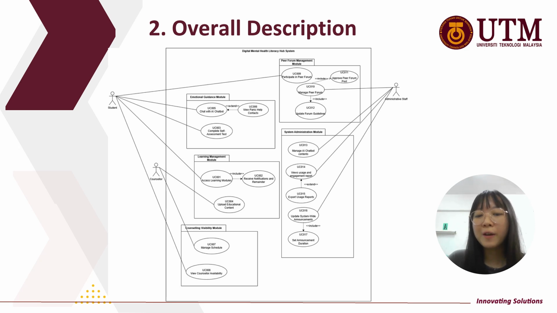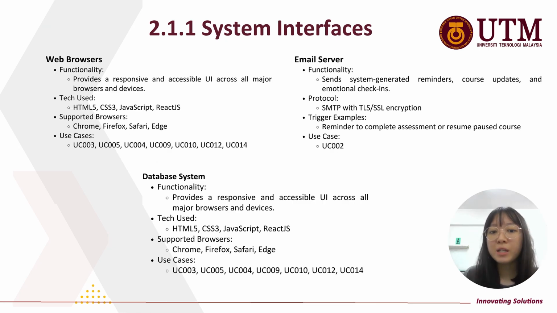So our system has a total of 5 modules, each representing a group functionality. For example, peer management, emotional guidance, learning management, system administrative, and counseling visibility. This system interfaces with several key components. First, it uses standard web browsers like Chrome and Firefox to deliver a responsive, accessible user interface for students, counselors, and admins. Next, it connects to an email server using SMTP to send automated reminders and emotional wellness check-ins.